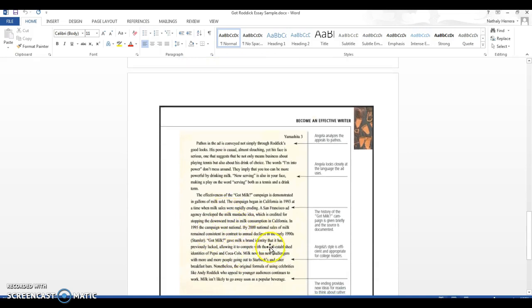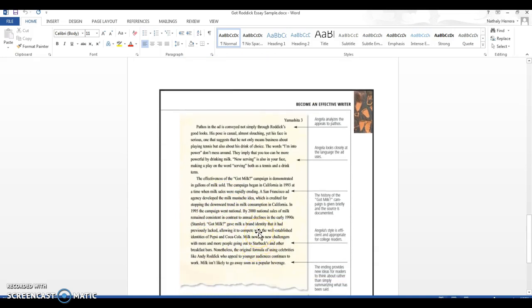Then in your conclusion, what you want to do is summarize your main point, summarize your thesis, summarize what you've discussed so far, and you also need to go ahead and talk about the effectiveness of the ad. Was it effective? What's the significance behind the ad? Go ahead and address that in your essay.